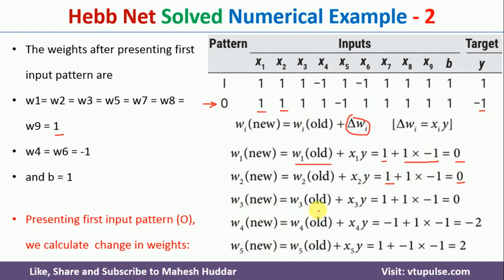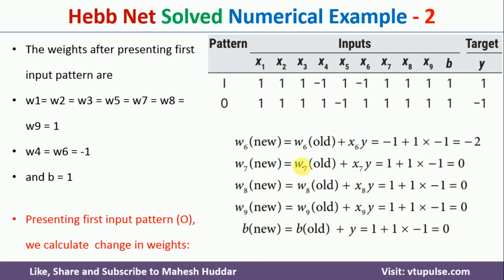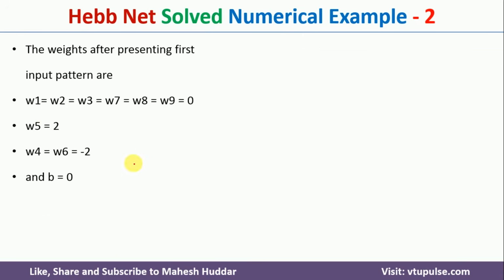Similarly, W3 new is equal to W3 old. X3y. X3 is what? 1 in this case. Y is what? Minus 1. So 1 plus minus 1 is equal to 0. Similarly, we have to calculate all the modified weights in this case. Once we do this calculation, you can see here the modified weights after seeing the second example are W1, W2, W3, W7, W8, W9 are 0. W5 is 2. W4 and W6 are minus 2 in this case, and B is equal to 0.